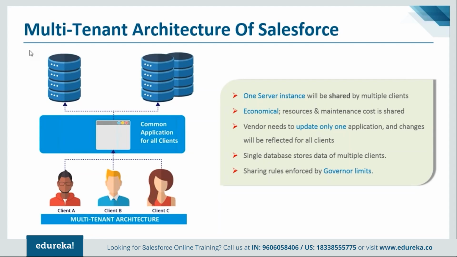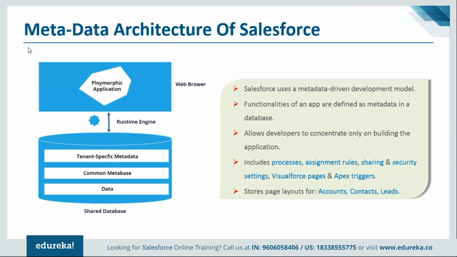But the multi-tenant architecture is not just limited over here. And then we have the metadata architecture of Salesforce. Now, what the metadata architecture of Salesforce does is that it takes your governor limits to the next level. So it's an extension of governor limits basically, right? In governor limits, we make sure that nobody else gets access to your data, right? And how is it done? It's basically done with the help of metadata architecture, where whatever data is there, that would be controlled by some kind of metadata.